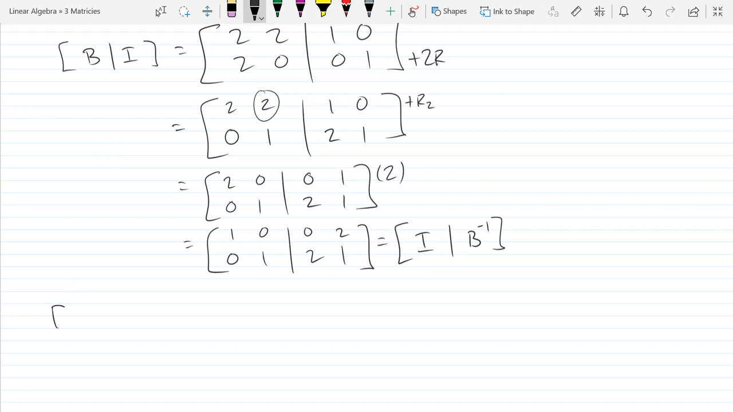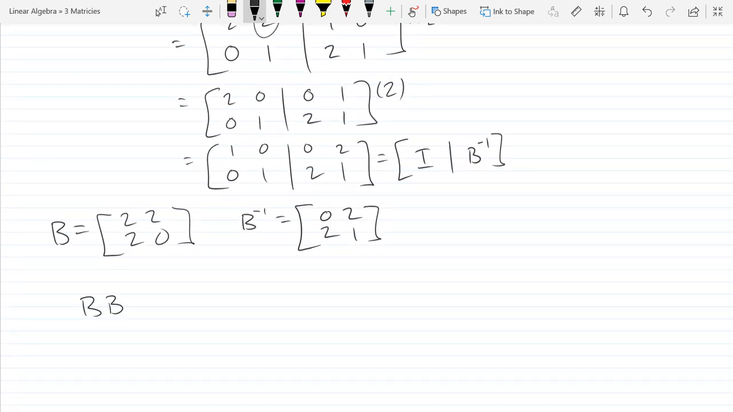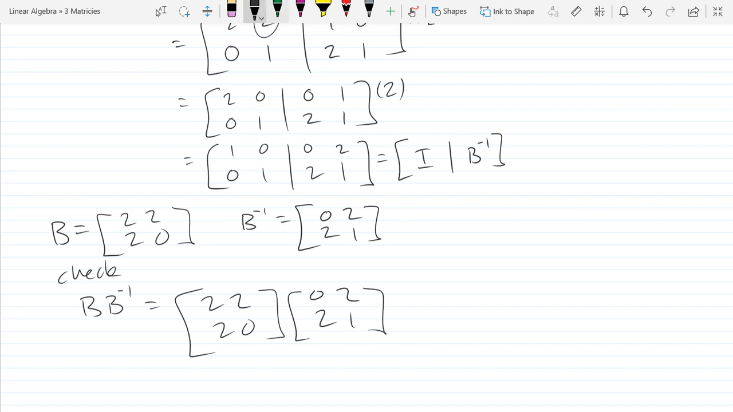I'm just going to rewrite our B matrix, 2, 2, 2, 0, B inverse, 0, 2, 2, 1. So we're going to check. We should get the identity. So multiply these out. Make sure that you're only using numbers 0, 1, and 2 when you multiply. So if you get a 4, or a 3, 4, 5, 6, 7, etc., turn them into a 0, 1, or a 2.